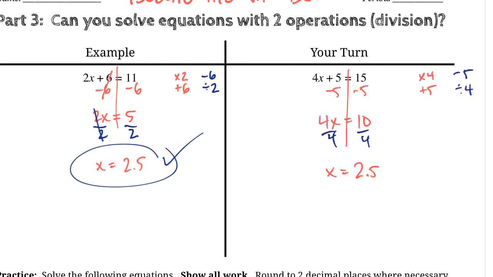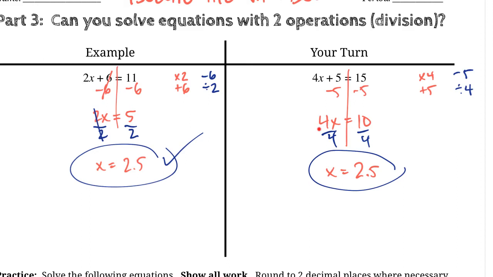So the answer you should have got is x equals 2.5. It's actually the same as the first one. That's just a fluke. So if you were stuck or you weren't sure exactly how to do it, remember, we need to apply the opposite operations to get the x by itself. So the first thing we needed to get rid of was this plus 5. So how do you get rid of a plus 5? You subtract 5, right? So that was the first operation that we did.